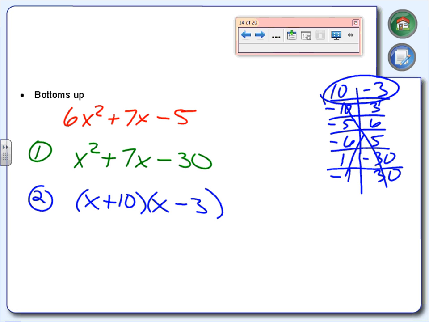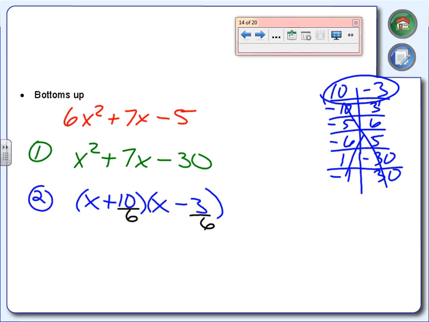Now, a second ago, we got to stop, and we said, all right, that's the answer. We're done. We're not done this time, and that's because we had a 6 in front of the x squared. So here's what we're going to do. That 6 is going to come back into play. We're going to put that 6 underneath the 10, and we're also going to put that 6 underneath the 3. So now what I have is x plus 10 over 6 and x minus 3 over 6.